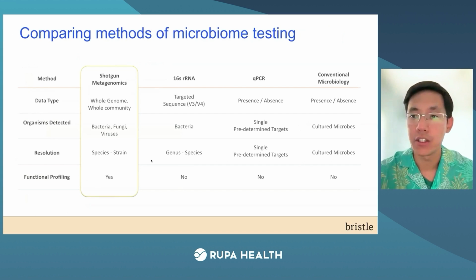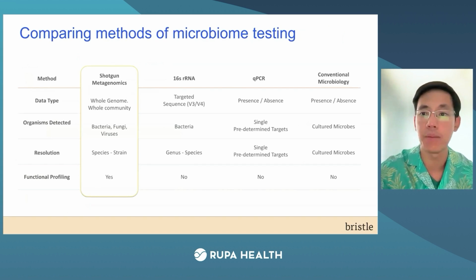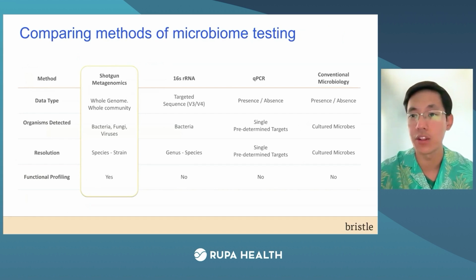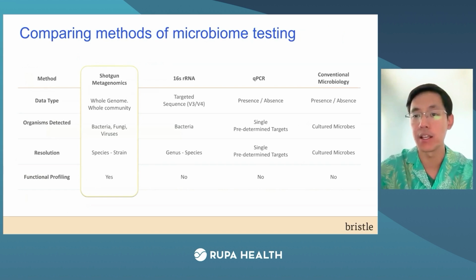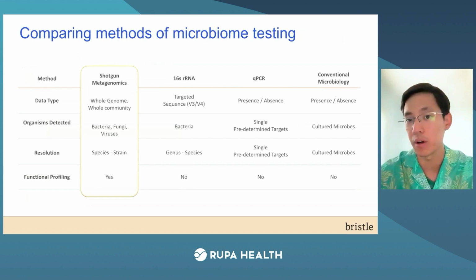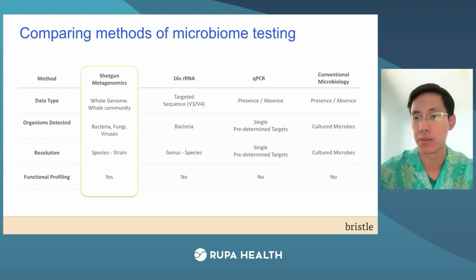And so our test is based on a technology called shotgun metagenomics. Shotgun metagenomics uses all the DNA in a sample, essentially. And this is in contrast to other tests that you may have heard of or have used before. The oldest, which are on the right of this chart, and the shotgun metagenomics on the left.